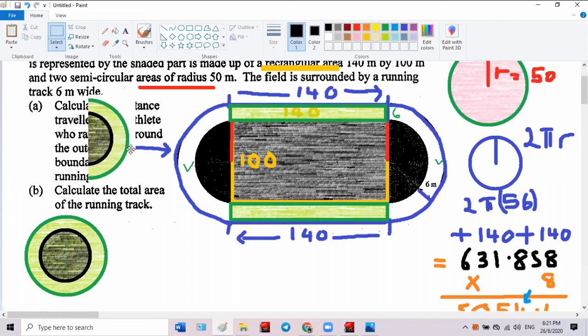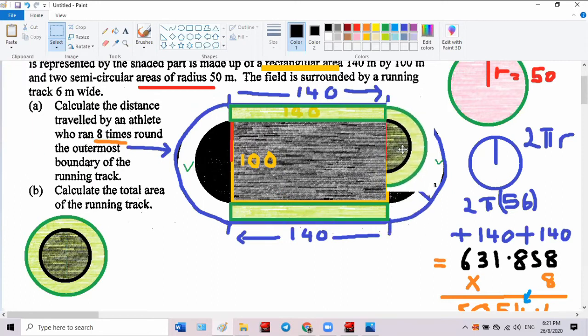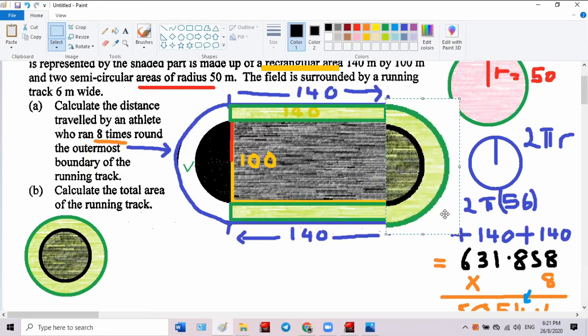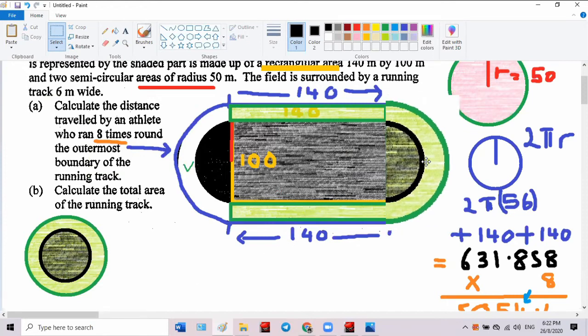To find this one, I need to find the area of the big giant green one. Can you see or not? Minus the black. That's what I'm trying to tell you. This part and this part are the same. So it is like find one giant circle minus one black color circle. Can you understand?